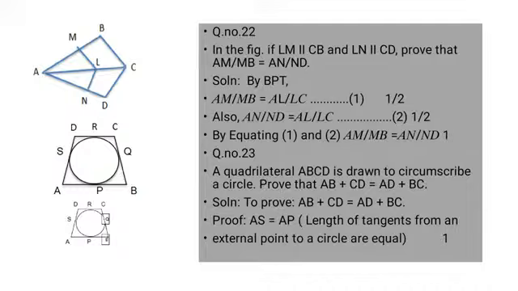So by BPT we know AM upon MB is equal to AL upon LC in triangle ABC. In triangle ADC, AN upon ND is equal to AL upon LC, that is equation 2. By comparing equation 1 and 2, we will get AM upon MB equal to AN upon ND.